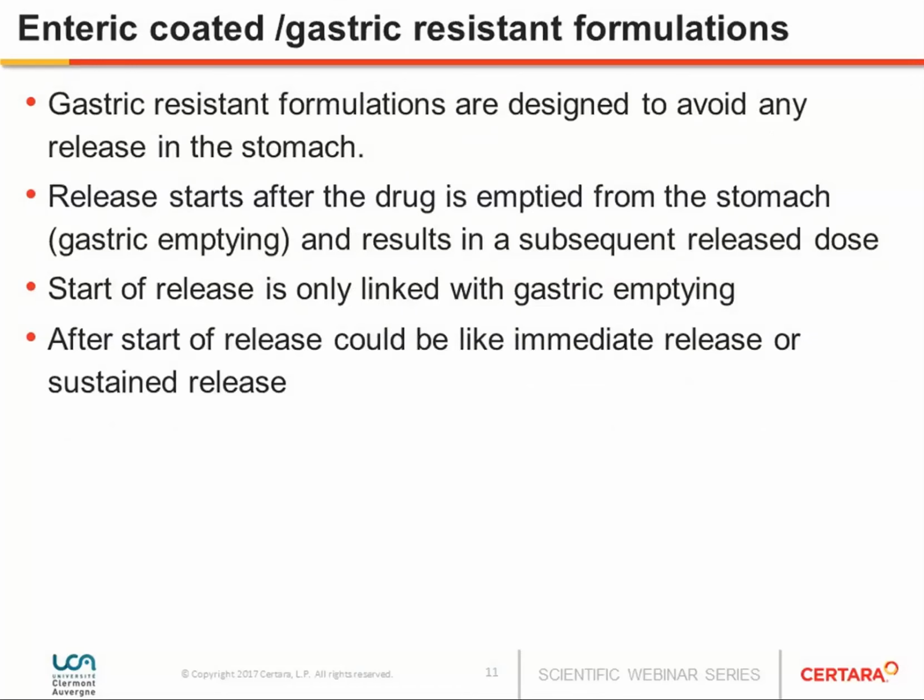The first one is the enterocoated or gastro-resistant formulation. This type of formulation resists acid, so you have no release in the stomach. That can be done to protect the stomach from the aggression and problems linked with the API, or to protect the API from the acid. For PPI, that means proton pump inhibitors, for example, you have gastro-resistant formulations because the prazole group is very sensitive to acid and is destroyed in acid.